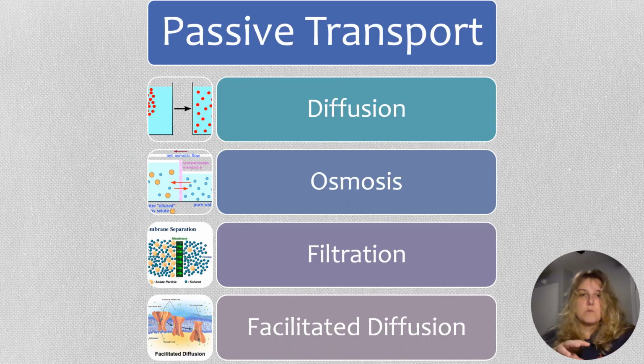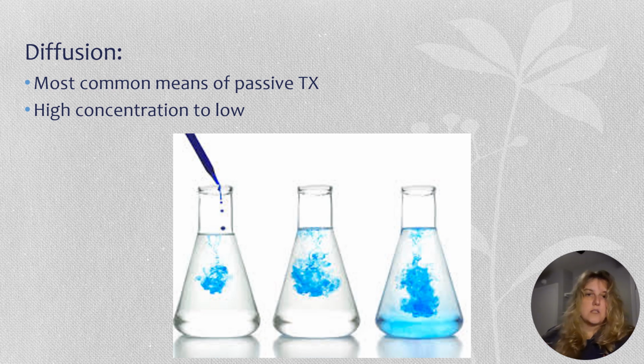With passive transport, and remember, this does not require energy, we're talking about diffusion, osmosis, filtration, and then you have a condition called facilitated diffusion. Let's look at each of those individually. Diffusion is the most common means of passive transportation, and you have high concentration moving into low concentration. They always talk about taking a sugar cube, dropping it in water, and watching as it slowly dissolves until all the particles of that sugar cube are evenly dispersed throughout the water. That is what we're looking at with diffusion.